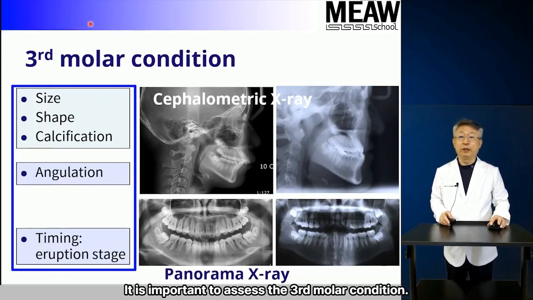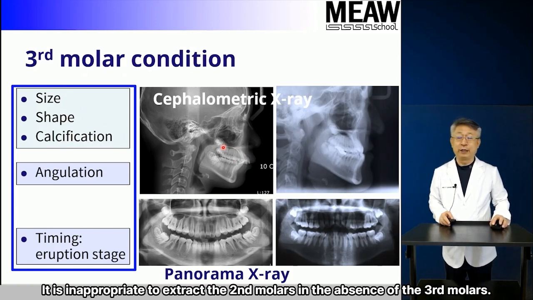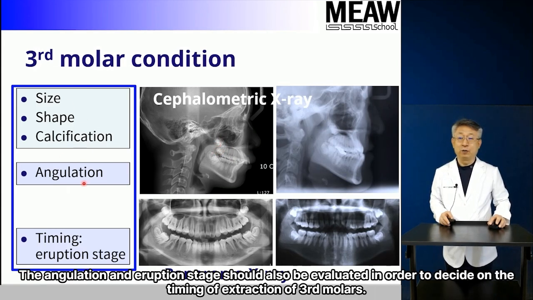It is important to assess the third molar condition. So, what should be evaluated in X-rays? The size, shape, and calcification should first be considered. It is inappropriate to extract the second molars in the absence of the third molars. The angulation and eruption stage should also be evaluated in order to decide on the timing of extraction of third molars.